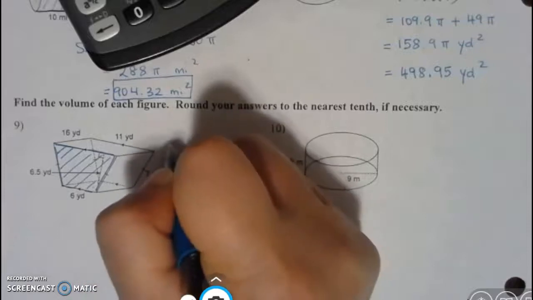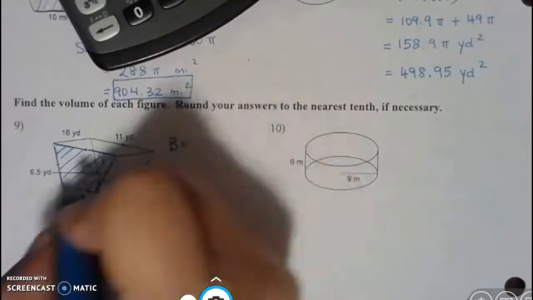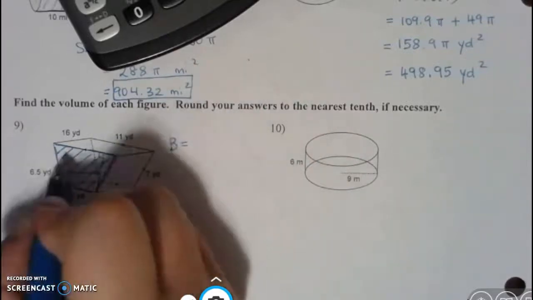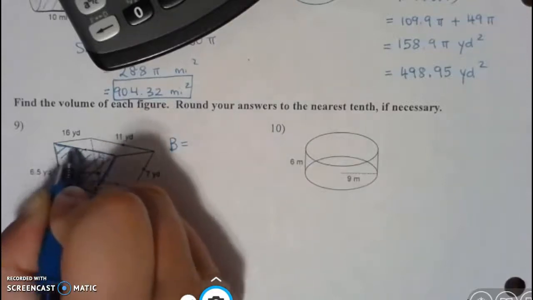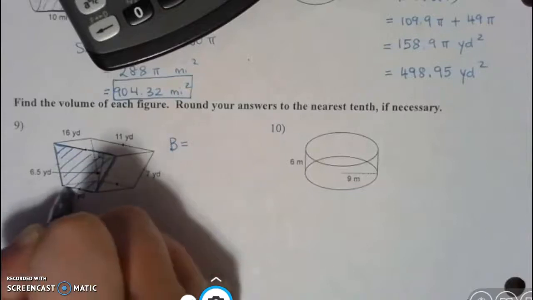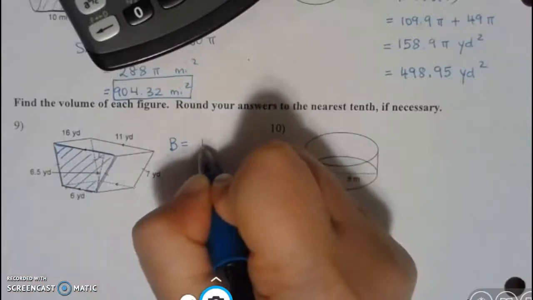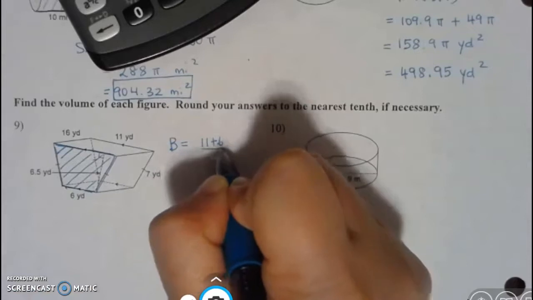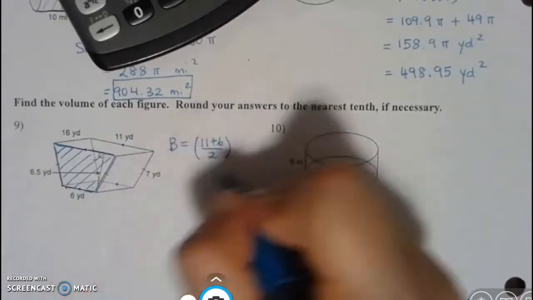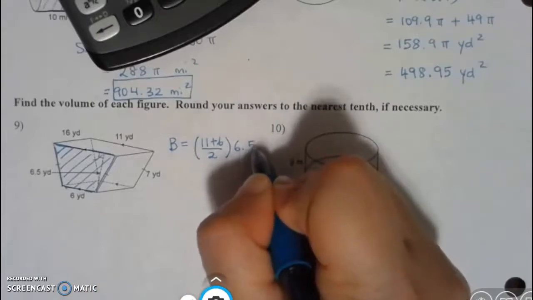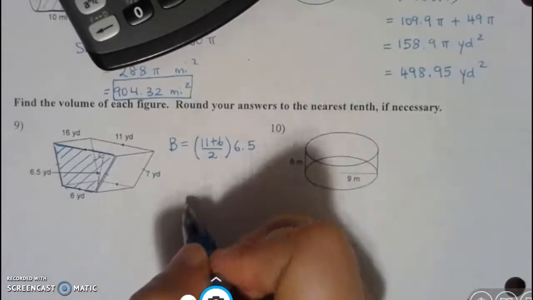So we first need to find the area of the base. What is the area of the base? What are the 2 different lengths of the parallel sides? It's this side, 11 and 6. So we need to take the average, 11 plus 6 divided by 2, and multiply that by the height. Height is 6.5. So that's my base.